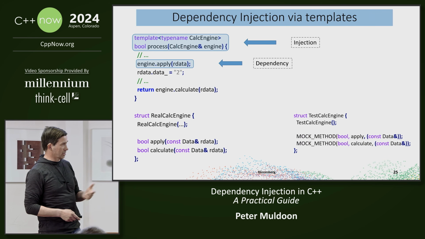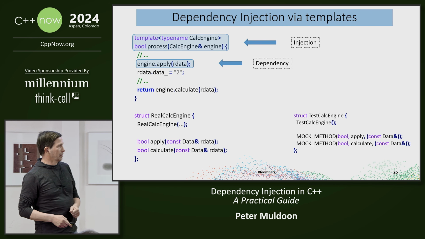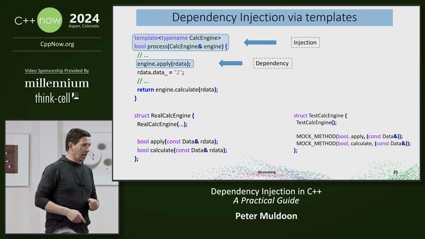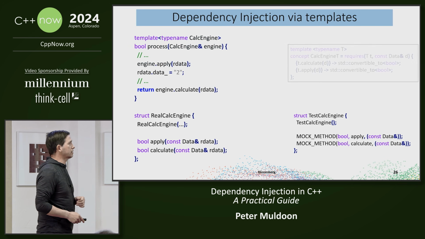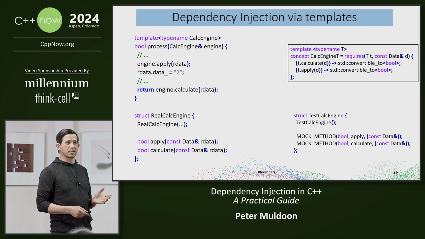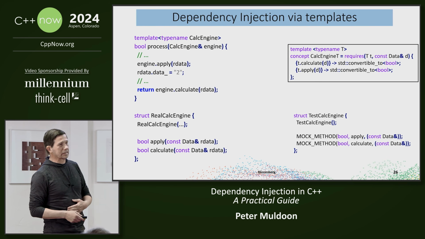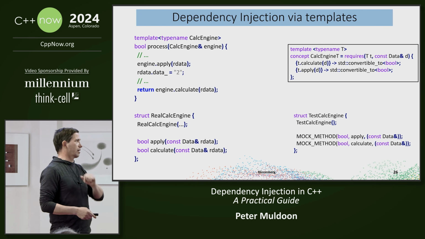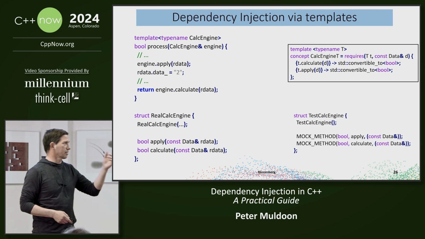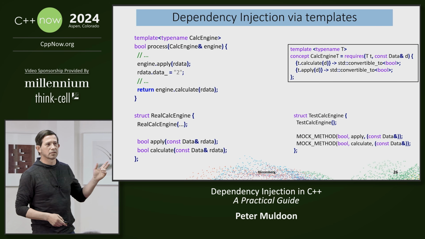And if I'm using the Google mock stuff, I just mock it out, all right? So this is the state of the game, I think, till 2017 came along. And then when 2017 came along, we got the nice thing of the template concepts. So what I can do here is say, look, my calc engine requires a calculate that takes this const data and returns something that looks like a bool for these two functions, all right?